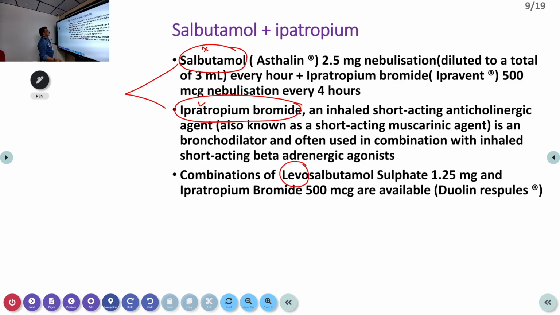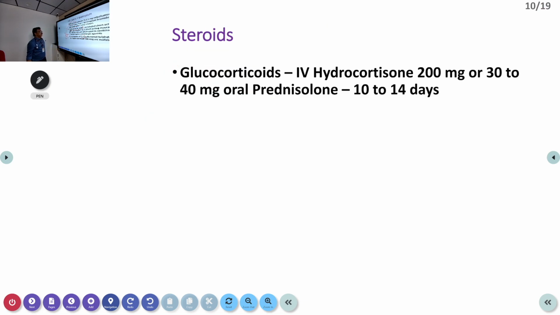The only side effects of salbutamol are that it can produce tachycardia, palpitation and hypokalemia. So hypokalemia is very, very important. We have already discussed that.